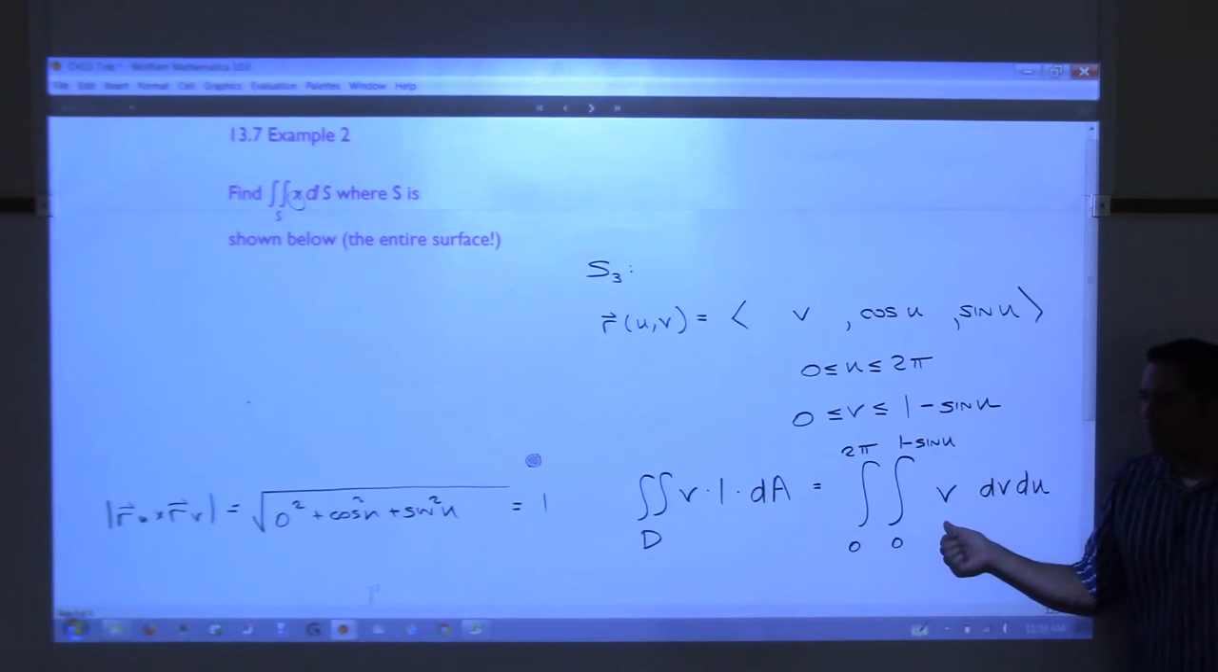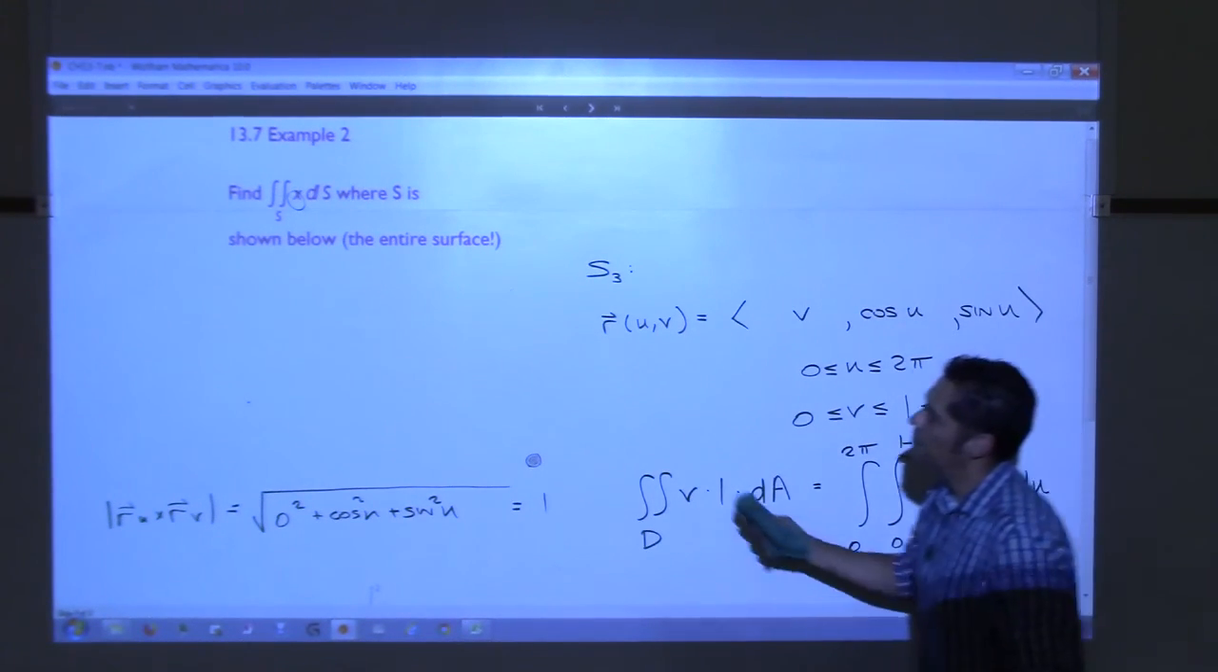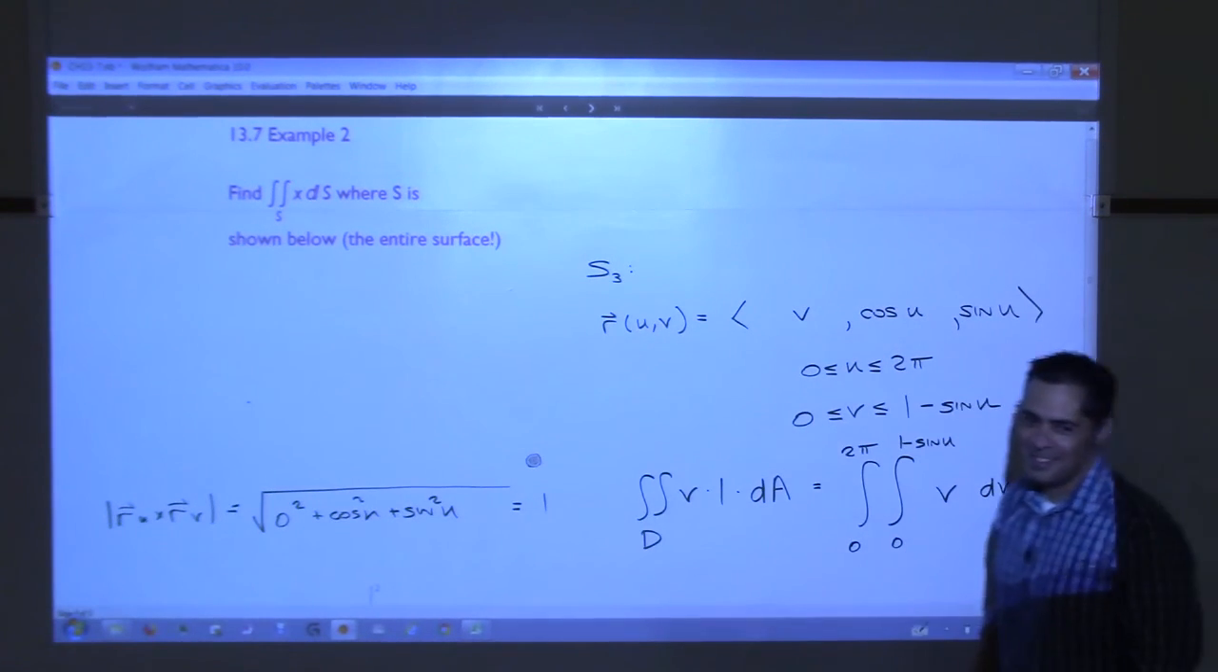First antiderivative, 1/2 v squared. Then you have to plug that in, and then 0, and then figure that out. Then integrate again. You're going to have sine squared in there. So, you know, it's life. It's the reality of where you are in your life right now. This is what you have to do, I guess.